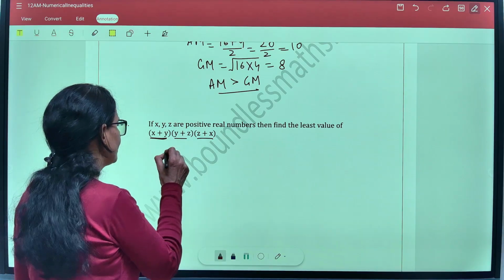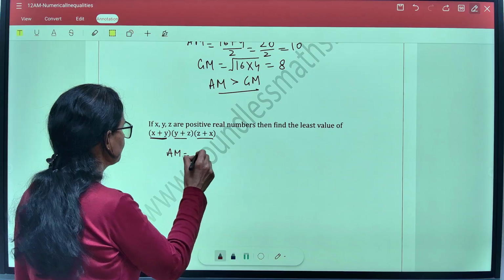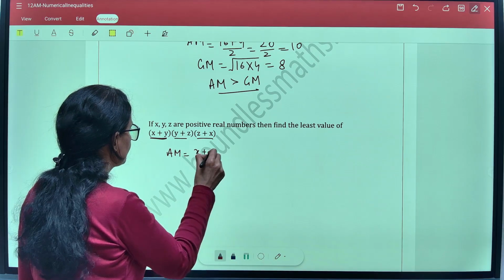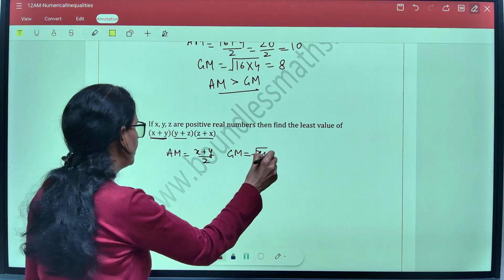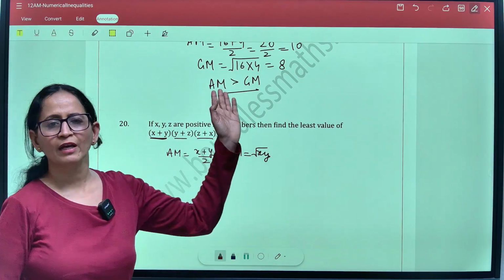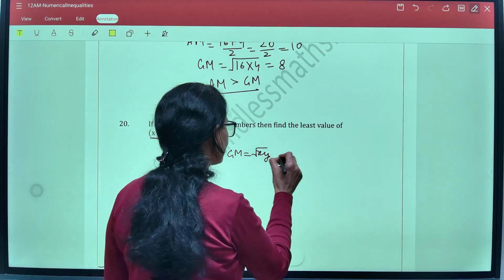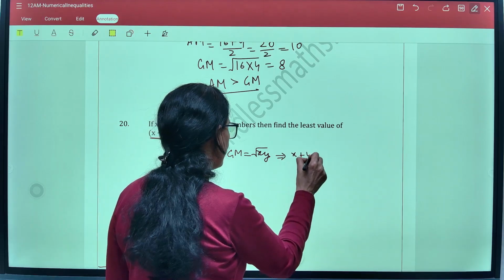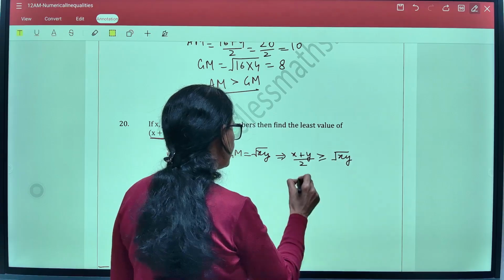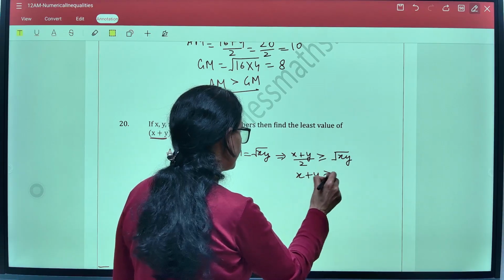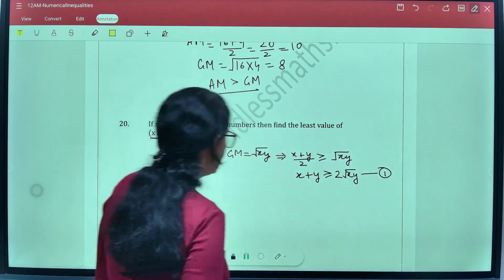So let's write the arithmetic mean of x and y, that means (x plus y) upon 2, and the geometric mean will be square root of xy. Now as per the generic relation we have, the arithmetic mean is always bigger than the geometric mean. That means (x plus y) upon 2 is greater than or equal to square root of xy, and this also means x plus y is greater than or equal to 2 square root xy.